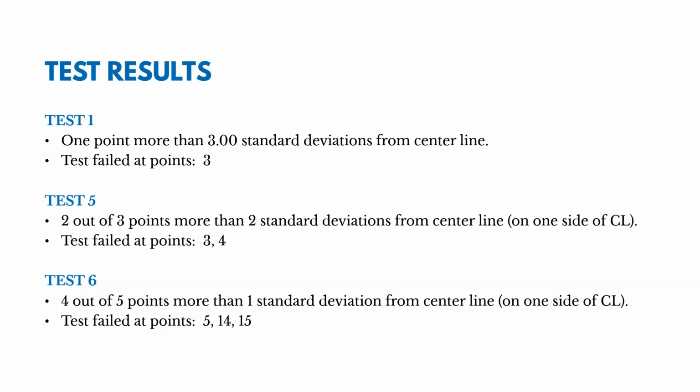So rule 5, or test 5, was 2 out of 3 points more than 2 sigma from the center line. And 6 was similar: 4 out of 5 more than 1 sigma from the center line. And it shows you at what points they failed.